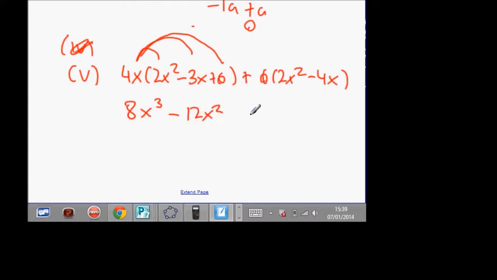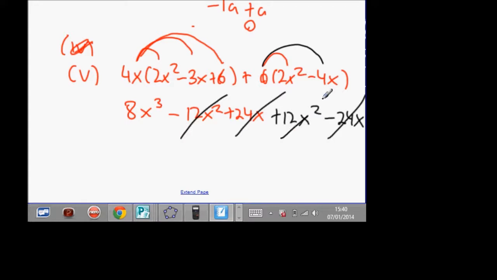Minus 12x squared. And then plus 24x. Yeah. And then plus 12x squared, there's no x there. Yeah. Minus 24x. Okay, now what happens now? We can cross out the 2 24s and the 2 12s. And what's our answer? 8x cubed. 8x cubed. Okay, so there we go there.